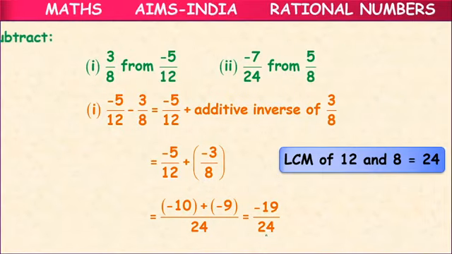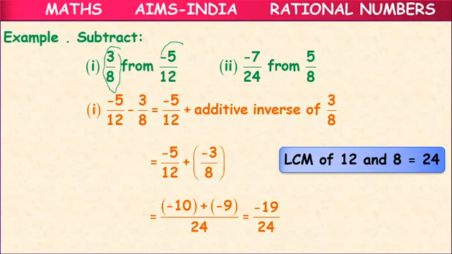Next, let's see some examples. Subtract 3 by 8 from minus 5 by 12. We have to subtract 3 by 8, so this will be the second rational number, from minus 5 by 12. This will be the first rational number.